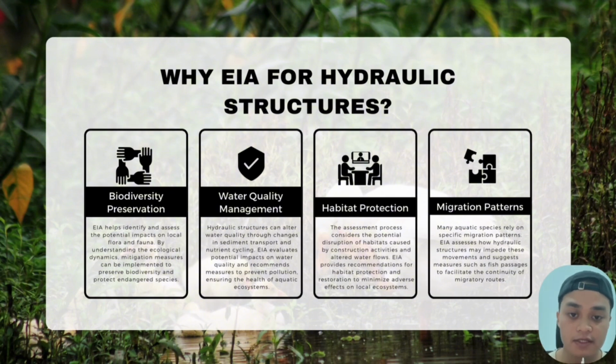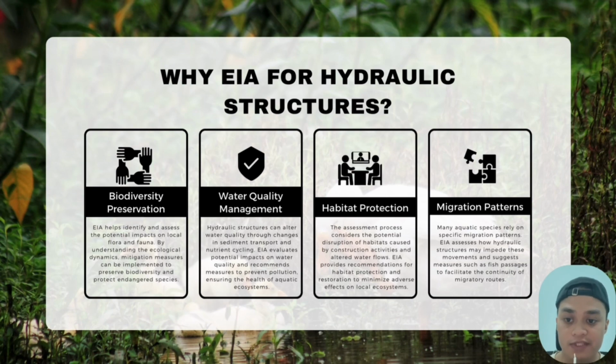The second point is water quality management. This part is very important to us and for flora and fauna, because a hydraulic structure can alter water quality through changes in sediment transport and nutrient cycling. EIA also evaluates the potential impact on water quality and recommends measures to prevent pollution and ensure the health of the aquatic system.